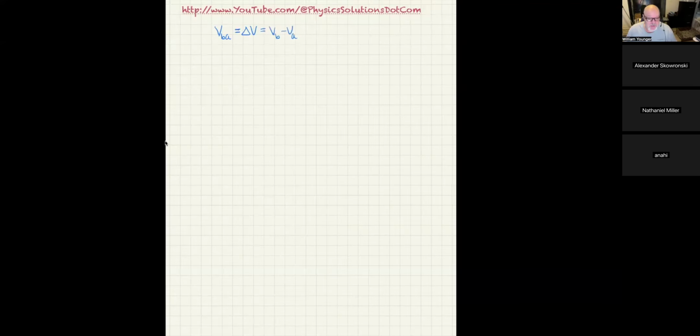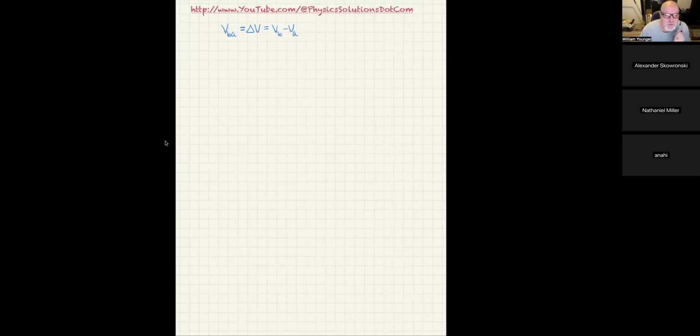Now, normally when I subscript a potential with two letters, I put an arrow, and the arrow points from the initial to the final. So I would have written this one as A with an arrow pointing to B as a subscript. They wrote V_BA, so I'm trying to show you both what the book does as well as what I do. Both are acceptable.